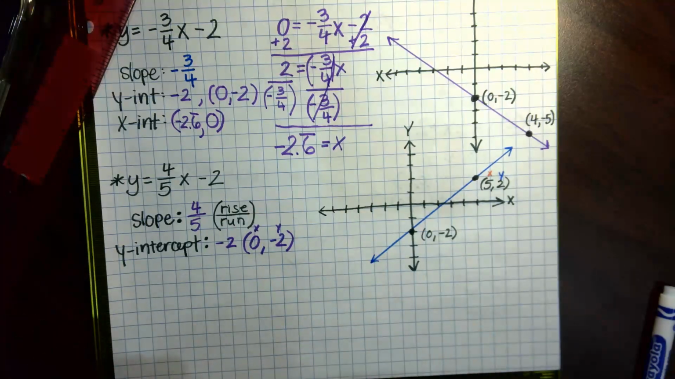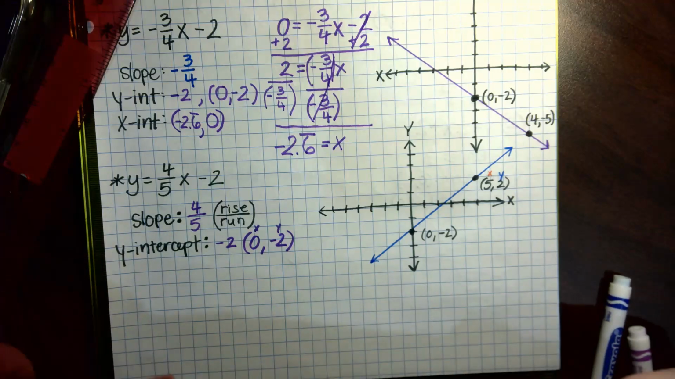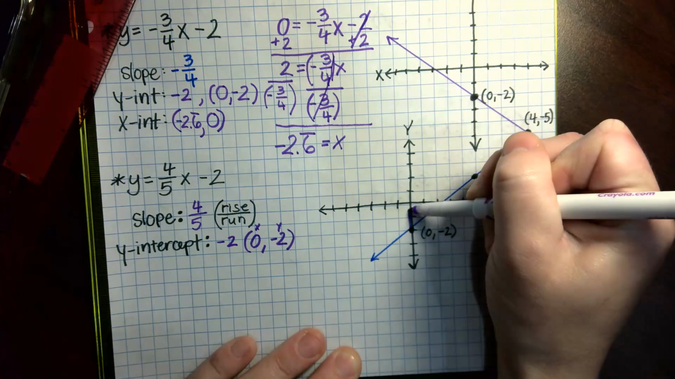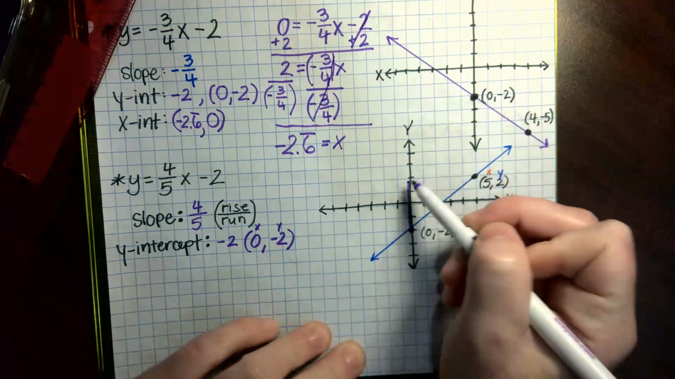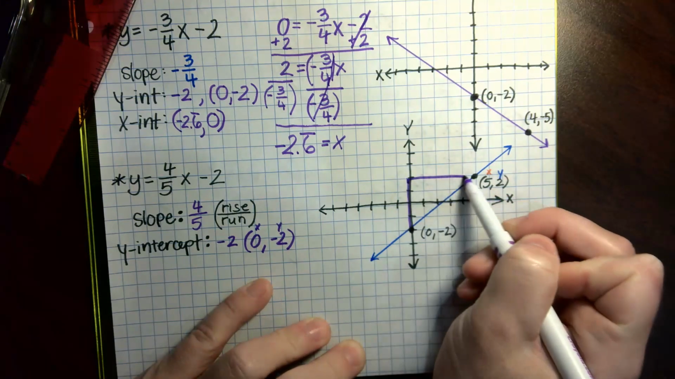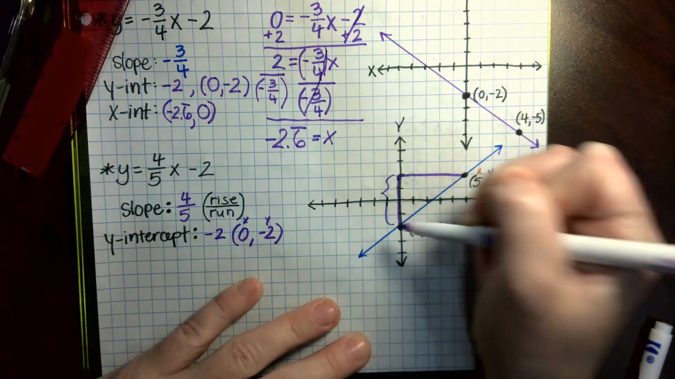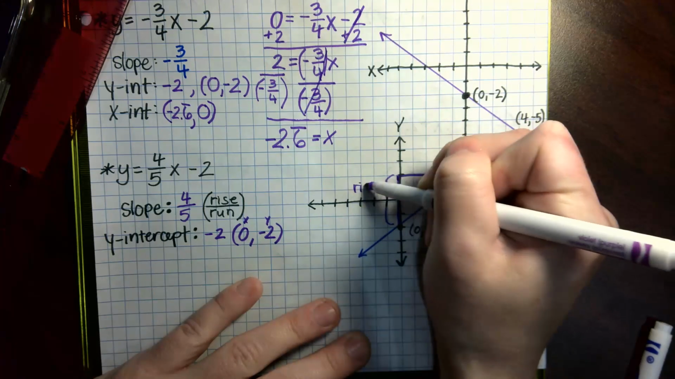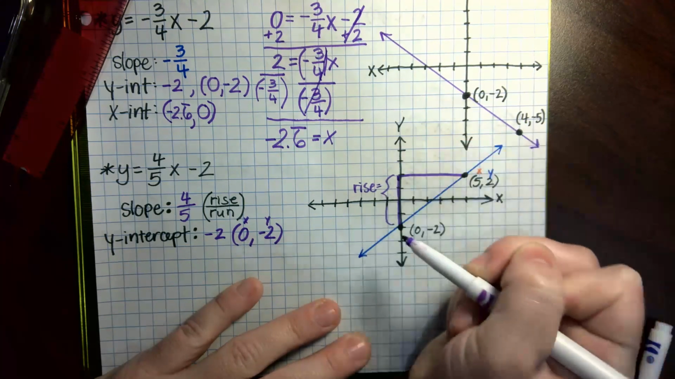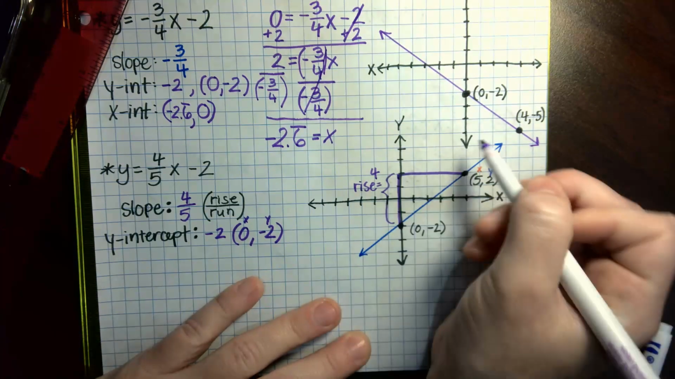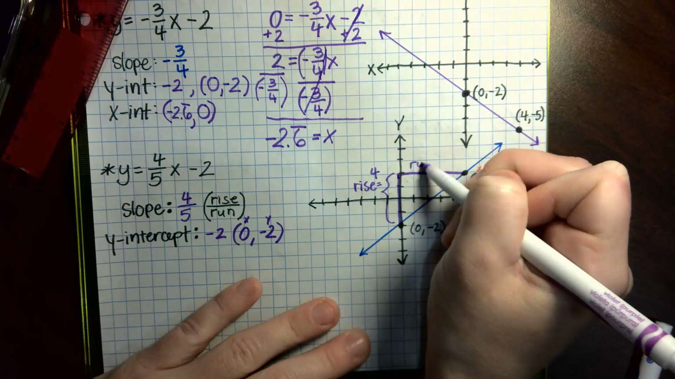So this is just to label my coordinate. But if we want to see a visual of the slope, here's how we can show it. I'm going to draw this. And here, we can see that our rise was 4. And our run was 5.